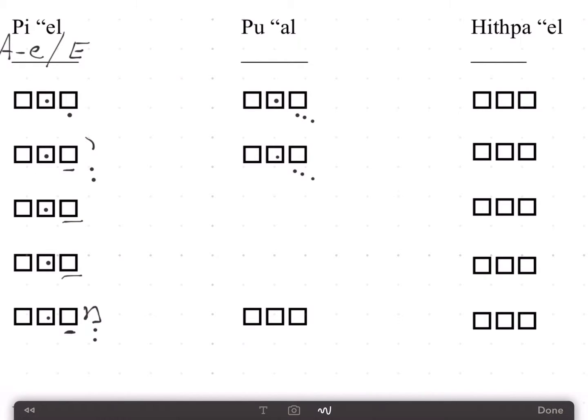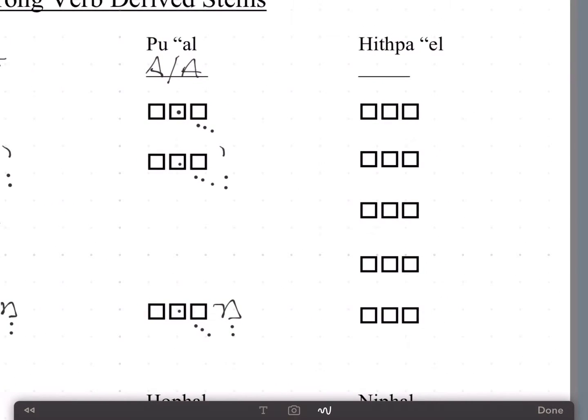There we go. And this one's going to have the preformative of the imperfect, and then in the participle we get the preformative of the participle and the u and the dagesh. There we go. Theme vowels here, A/A. Very good. Now let's move to the Hitpael.